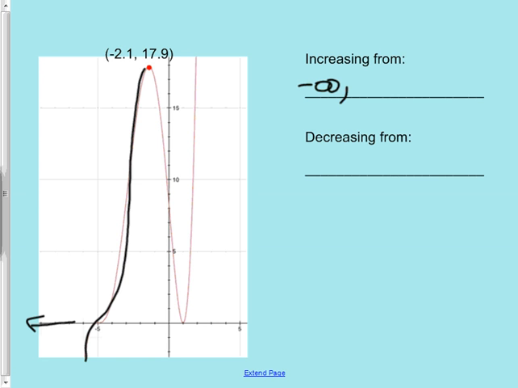Negative infinity. To, it stopped increasing right about there, which I have to follow up here and find the x of it and say, okay, negative 2.1. Raise your hand if you had that part right. Okay, good. Next part, there's another spot that's increasing, and that's here.